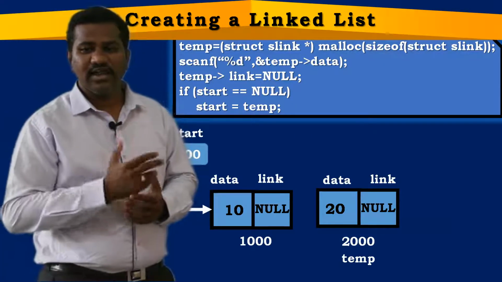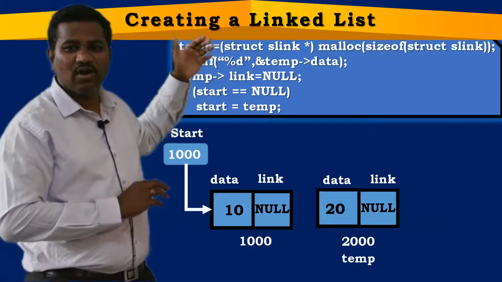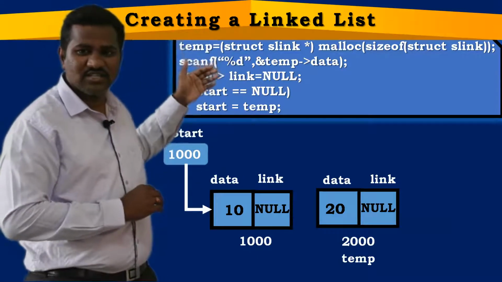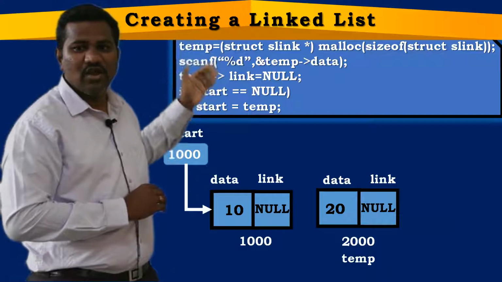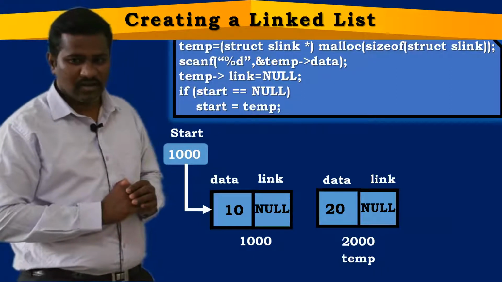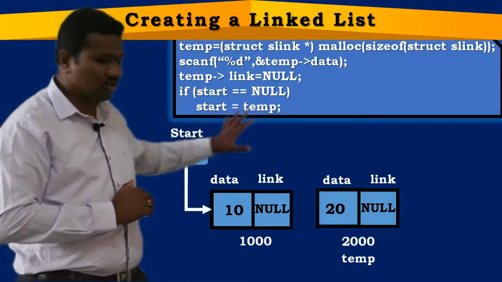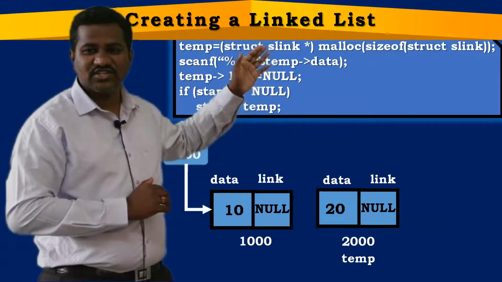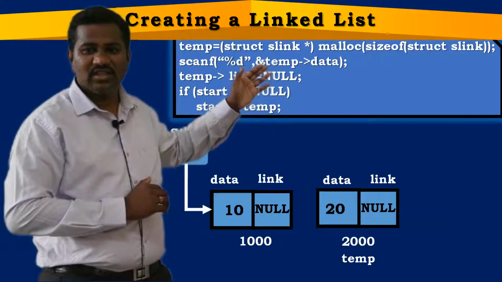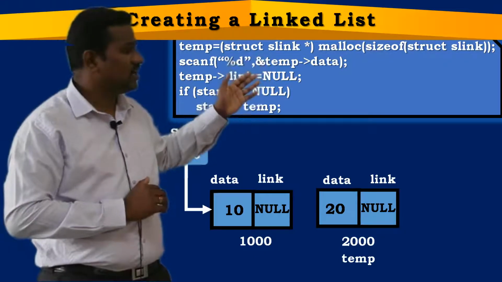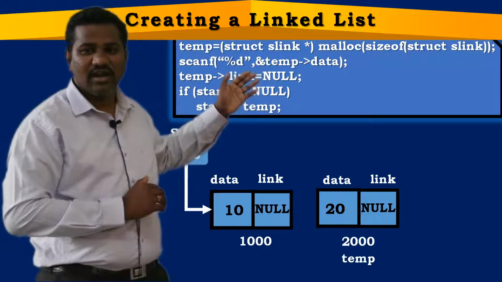Now let us see the creation of the second node. When you want to create a second node, again I need to repeat the block of statements, starting from temp up to assigning null to temp's link. Always the first node is stored in the start pointer, which we already saw. With this instruction we are allocating a block of memory, with this instruction we are accepting the data part, and after that we are assigning null to the link part.